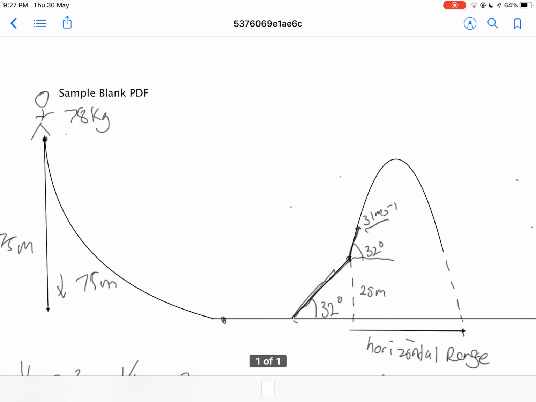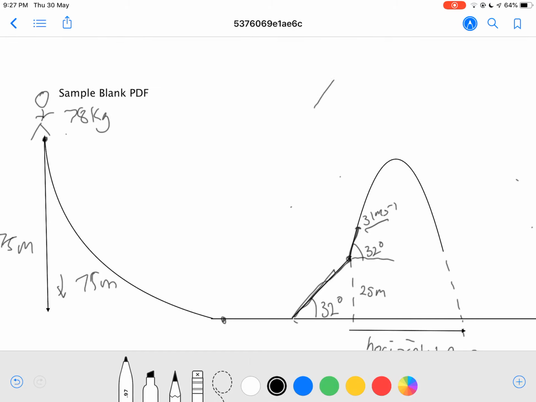If I draw the diagram out here, it'll be a bit clearer. So it should be 31 meters per second, with 32 degrees, and we have our horizontal component here and the vertical component here. This is the hypotenuse side, opposite the angle is the opposite side, and here is the adjacent side. Let's find the vertical velocity first. The vertical velocity is opposite the 32 degrees, and we also have the hypotenuse. So we have both O and H.